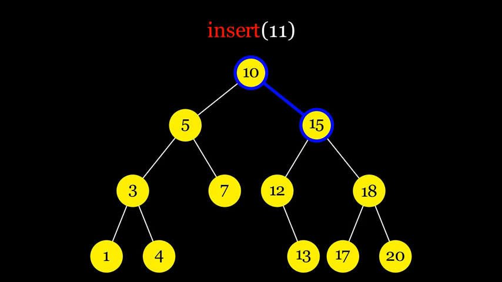Now this node's value is greater than 11, so the algorithm will move to the left child. The left child's value is also greater than 11, so the algorithm will move to the left again. At this point, the left child is empty, so the algorithm will assign the left child to a new node with the value 11, and then the recursion will return.